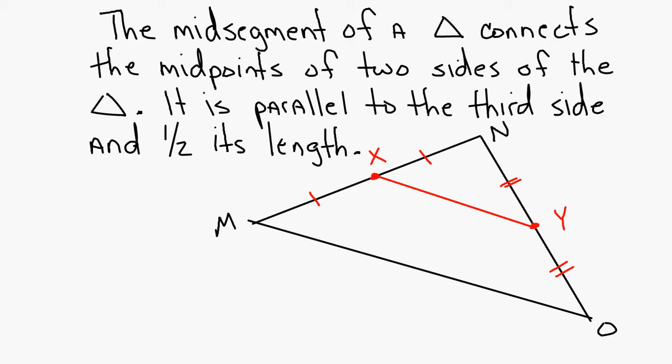It is parallel to the third side. So this piece is going to be parallel to this piece, and it's half of its length. Parallel and half of its length. So if M to O is 18, how far is it from X to Y? 9.